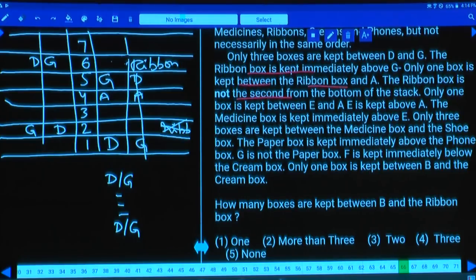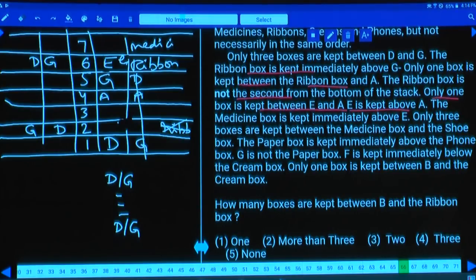The ribbon box is not second from the right, and only 1 box is between ribbon and A. Ribbon and A, we have taken that in. Only 1 box is between E and A. As only 1 box is between E and A, E can be either here, or E can be here. E is kept above A. As E is kept above A, E cannot be here. E must be at this place, and A will be here. Only 1 box is kept between these two. E is above A. The medicine box is kept immediately above E. Medicine is immediately above E.